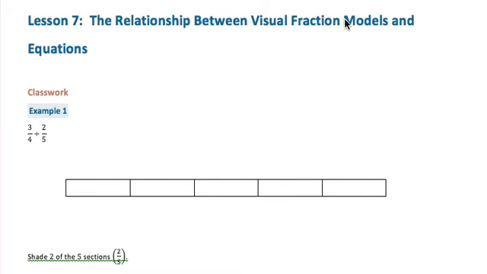In Module 2, Lesson 7, the relationship between visual fraction models and equations, we are going to take the fraction models and we're actually going to learn the standard algorithm, or the standard division pattern, for fractions. So starting with our examples, we simply want to show what 3/4 divided by 2/5 might look like.